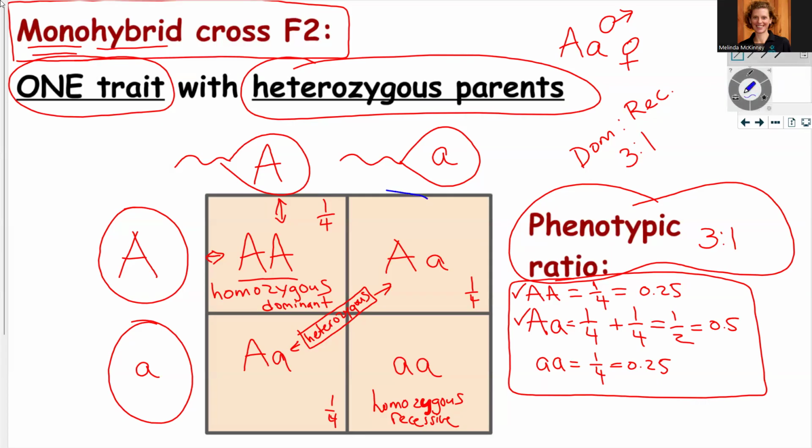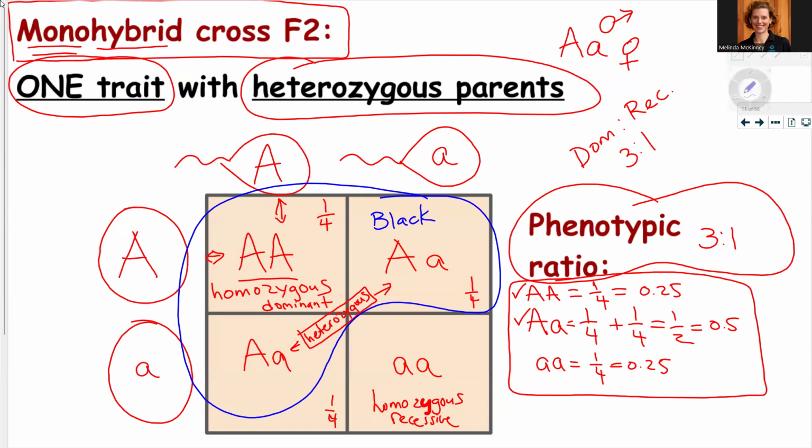Again, here's my dominant. This is my dominant phenotype. Okay, so if the dominant phenotype was black, these would all be black. And if the recessive phenotype was white, then this would be white here. So you've got 3 black phenotypes, 1, 2, 3, right? That's this 3 for every 1 white phenotype here.